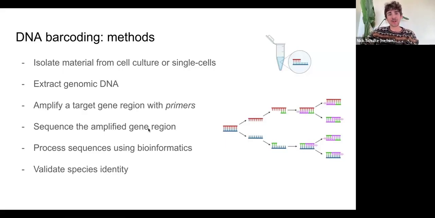And we amplify that gene region, we sequence it, and then we process those sequences and validate that species identity. So we add in a primer, which will allow the synthesis of the actual target gene region that we're interested in, which allows us to get at species level identification or even intraspecific variation, genetic variation, whatever we're interested in.